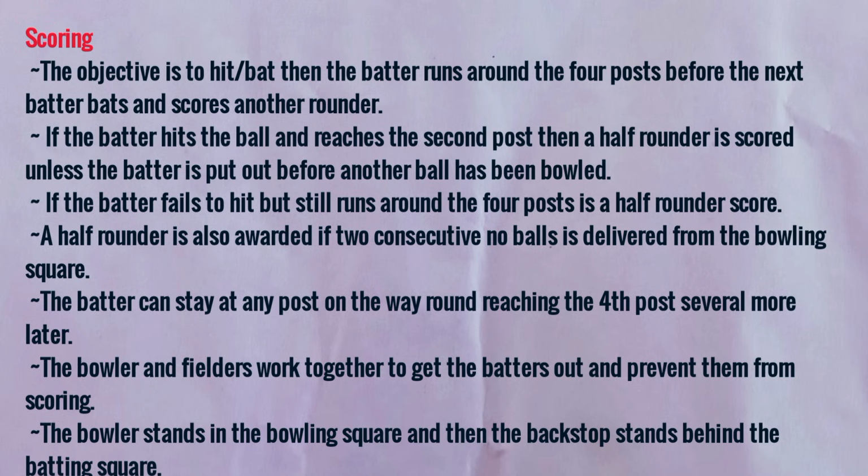Then also, a half rounder is awarded in another case: if the batter fails to hit but still runs around the four posts, a half rounder is scored. So the batter can fail to hit, he misses, he puts the bat down, then he runs to the fourth post, and a half rounder will be awarded. Also, a half rounder is awarded if two consecutive no balls are delivered from the bowling square. So the bowler delivers the ball to the batter in a wrong way, two consecutive times, then a half rounder will be awarded to the batting team.